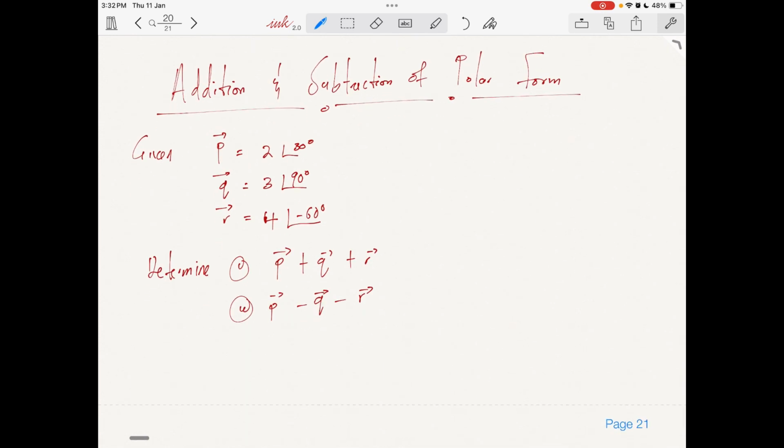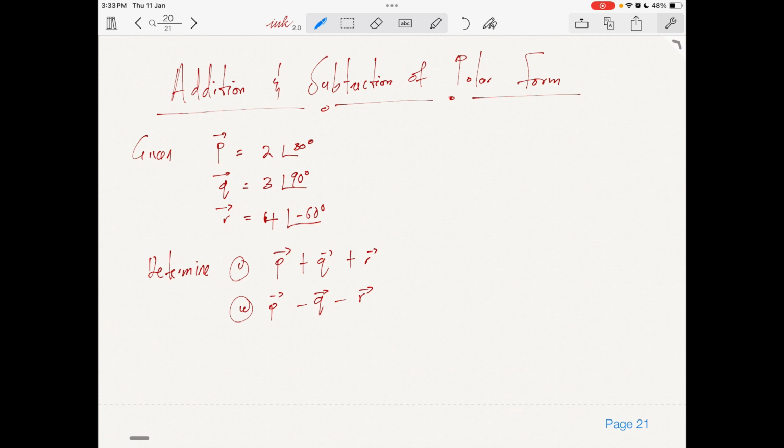Now, last video we talked on conversion from Cartesian form to polar form, and likewise from polar form to Cartesian form. Now, in this video we have a question on how to perform addition and subtraction of polar form of complex numbers. Okay, so the first thing to do in this format is first convert it to Cartesian format.